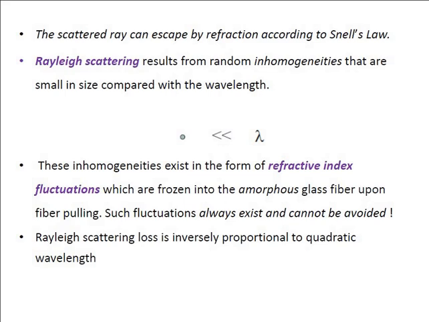Rayleigh scattering comes under linear scattering. What does linear scattering mean? The optical power transfers linearly from one propagation mode to another propagation mode. This linear scattering loss occurs in the leaky mode, or radiation mode. Can you understand?